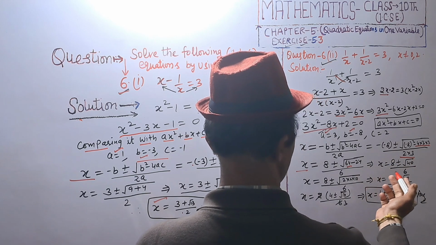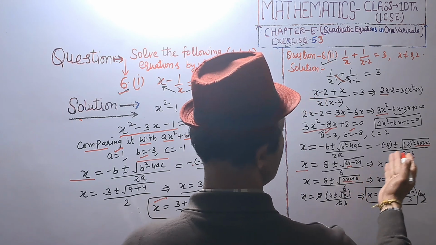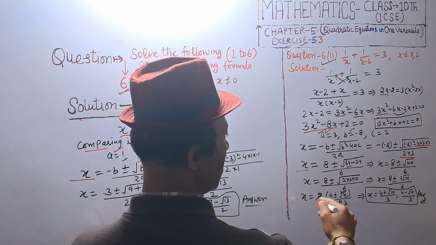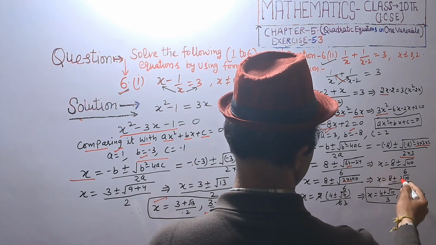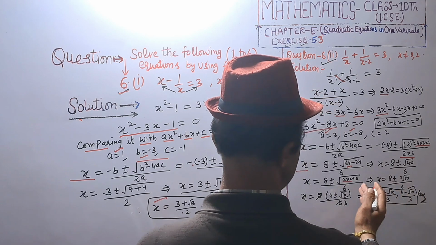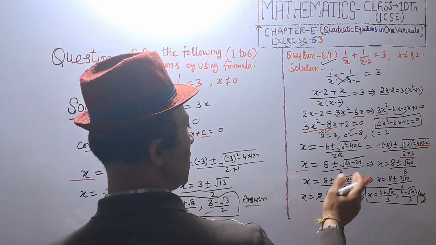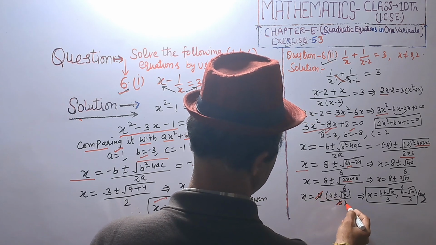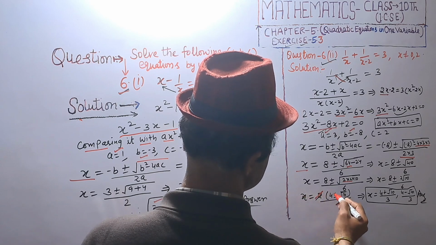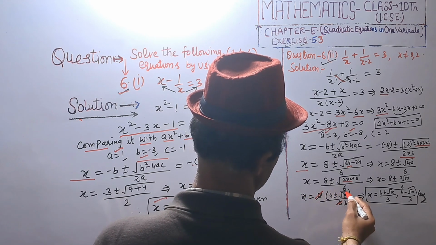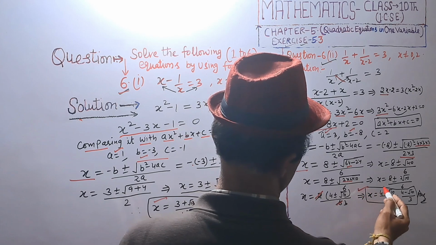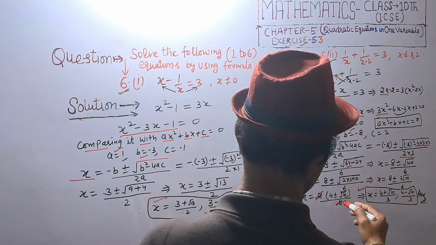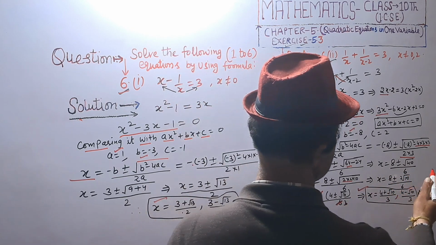Prime factorization of 40, we can write 2 into 2 into 2 into 5 or 2 into 5, that is 10, and one pair of 2 we are taking common, that is x equal to 8 plus minus 2 root 10 divided by 6, and taking common 2 in numerator, then 2 3s are 6, which is divisible by 3, and we get the value of x is equal to 4 plus minus root 10 upon 3. So one root is 4 plus root 10 upon 3, other root is 4 minus root 10 upon 3. Answer. Thank you.